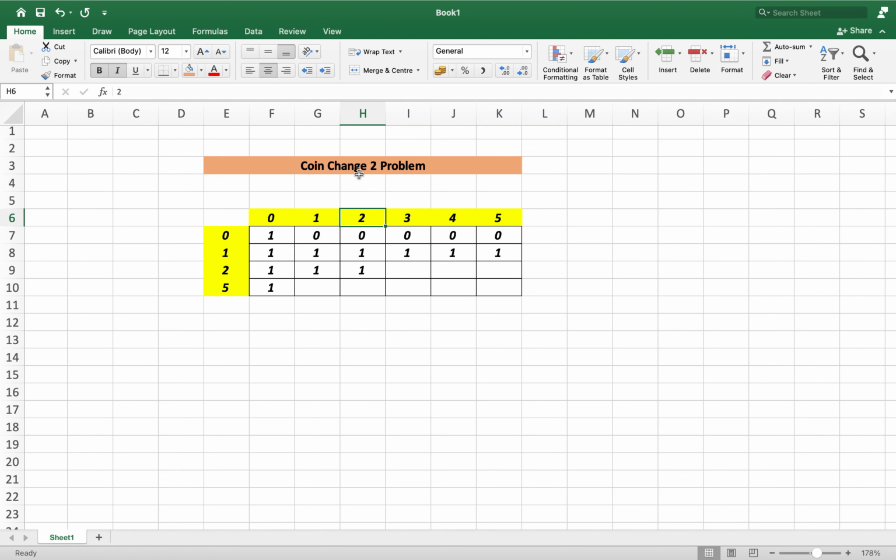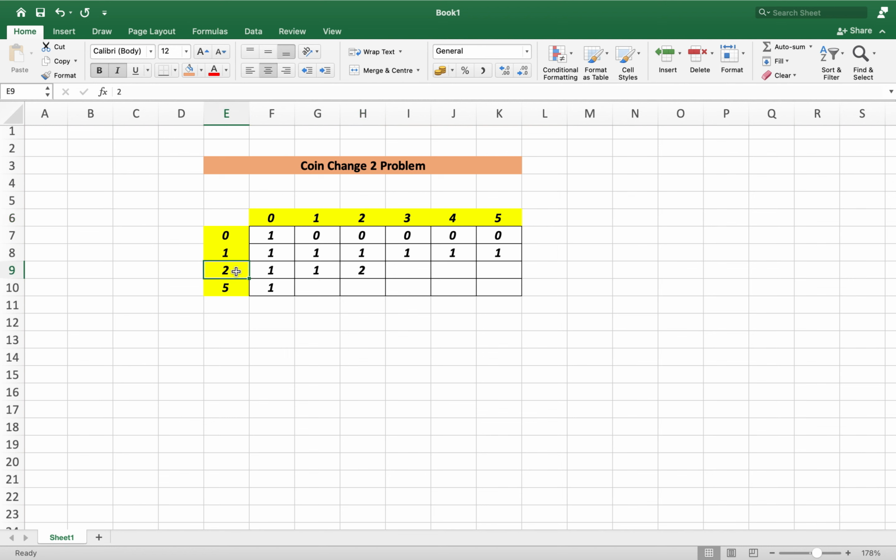So the algo is going to go to this cell at column 0. And what's the value over here? It is 1. So it is going to add this 1 to this 1, which will make this cell's value 2. Hence, there are 2 ways to form 2 using the coins of denominations 1 and 2.